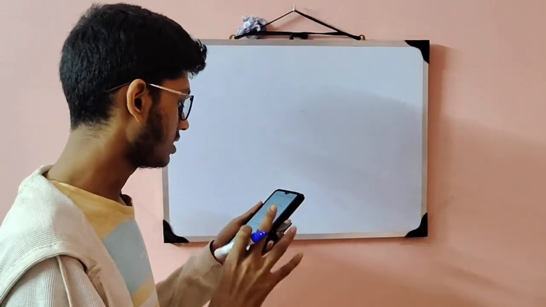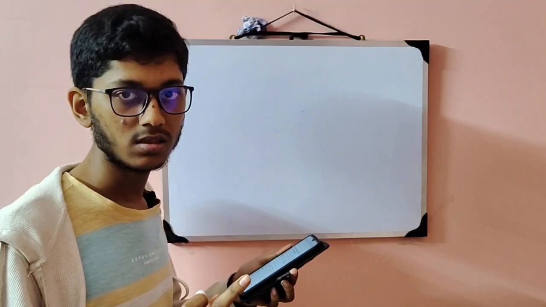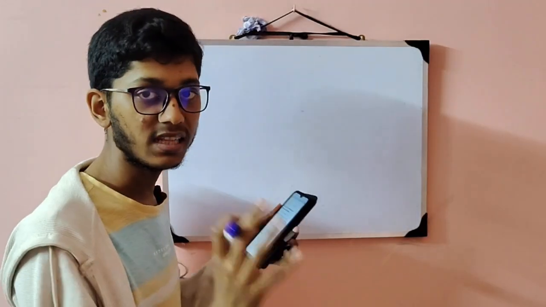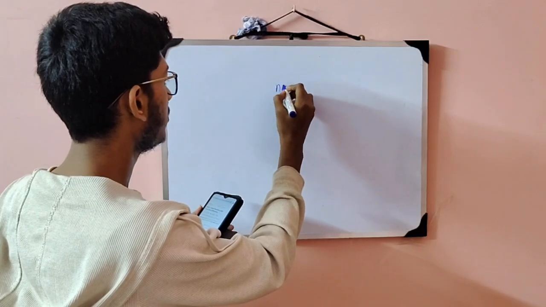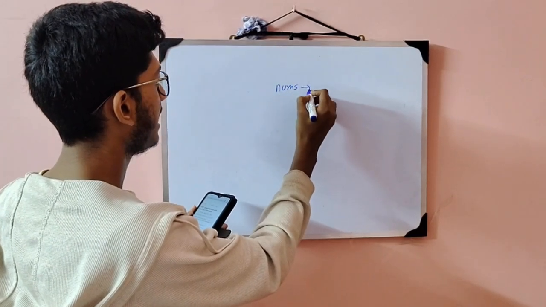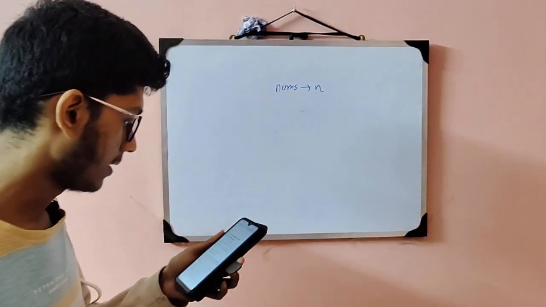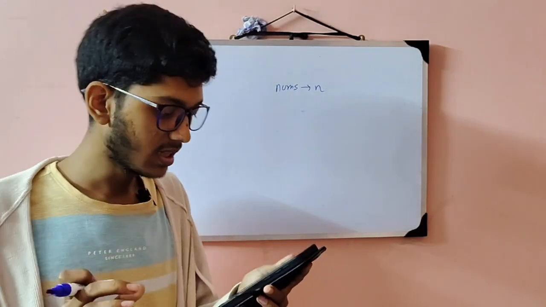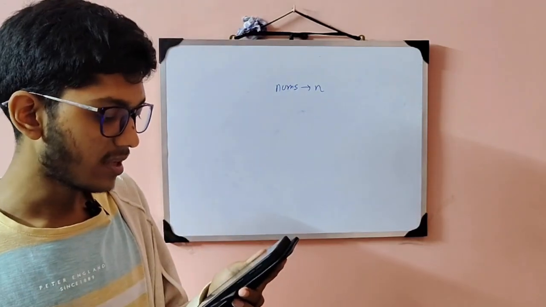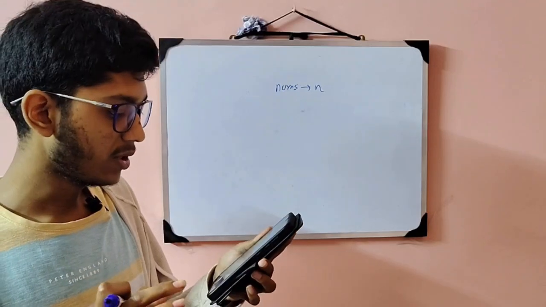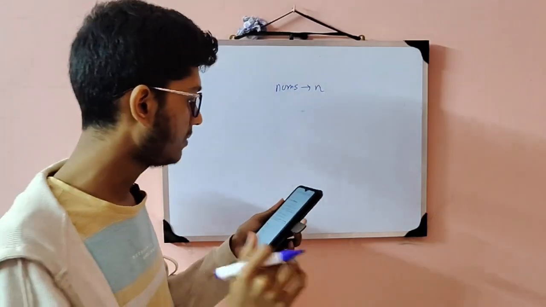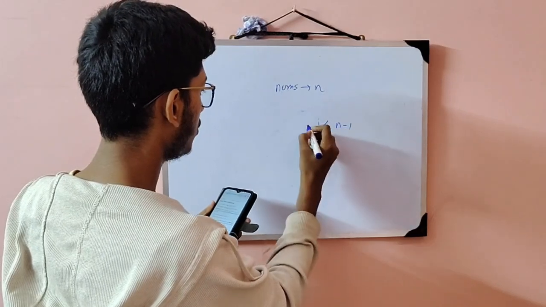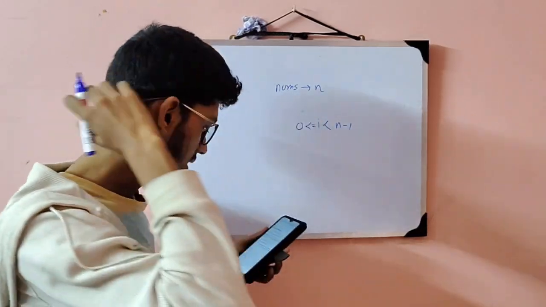First of all, we need to understand the question properly. You are given an integer array nums of length n. We are given a nums array and its length is said to be n. A partition is defined as an index i where i should be between 0 and n minus 1.